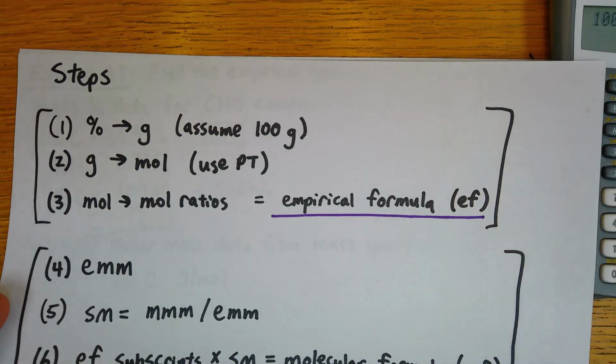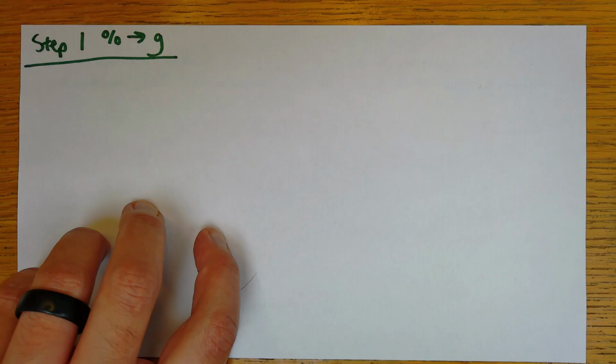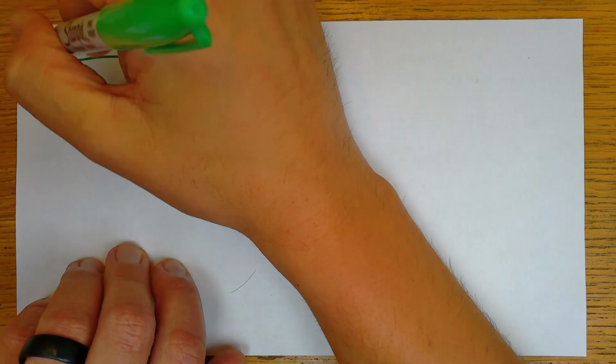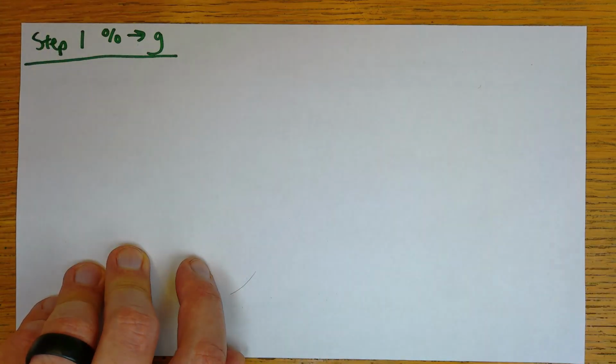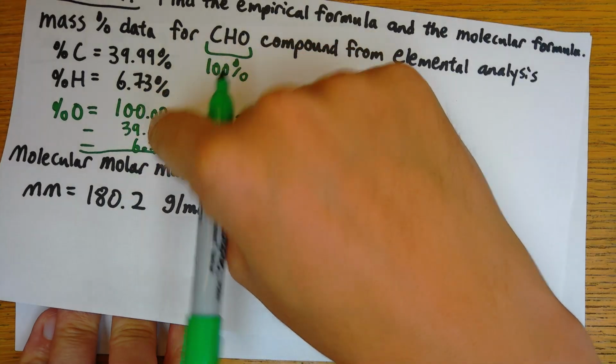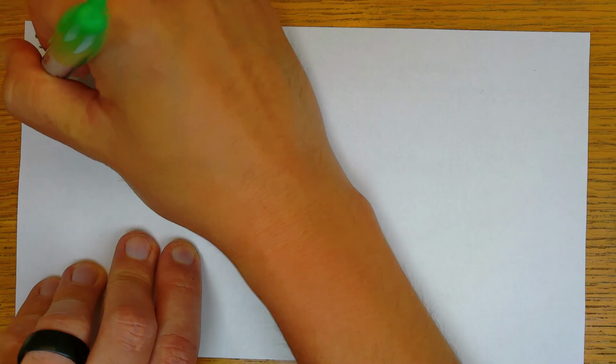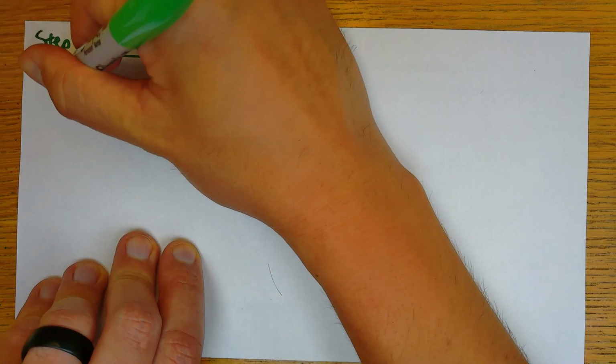You know what? Let's just do this on separate paper. That's going to be better. Actually, what am I talking about? Step 1 isn't done yet. We haven't even started yet. This was like step 0 to figure out what the percents were. All right, so let's just rewrite those data.